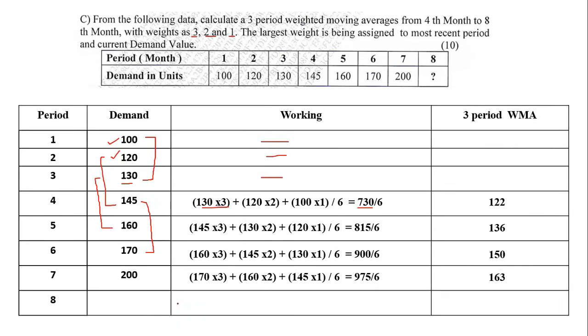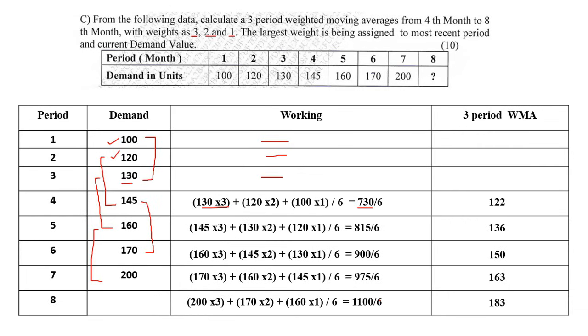Last. Now how to get the 8th one? In the same way, take the last now. So 160, 170 and 200 is the last one. So it will be 200 into 3 plus 170 into 2 plus 160 into 1 comes to 1100, divided by 6, we get the value as 183. So this is how you all had to solve the problem sum based on 3 period weighted moving average.